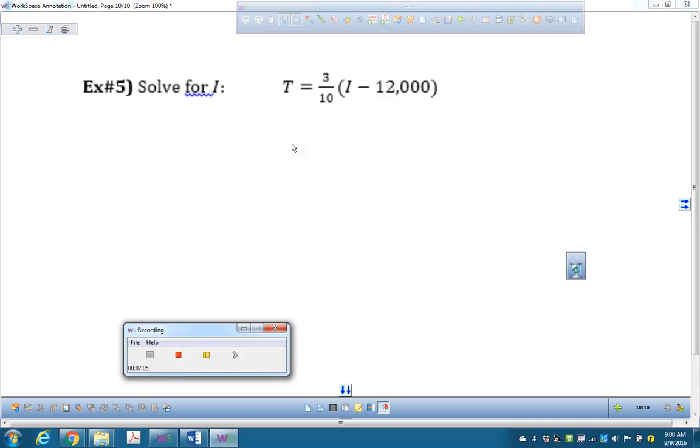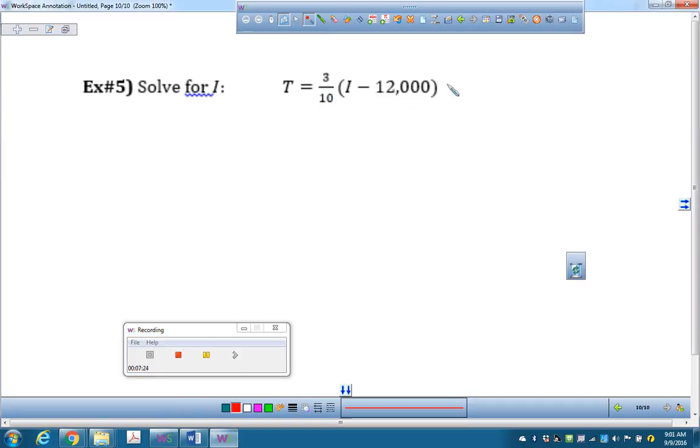So what's the final answer? T times 10/3, equals, plus 12,000. Yep, that's correct. So the first thing that you want to do in this one, to get rid of a fraction, the best way is to multiply by the reciprocal, right? So I'm going to multiply by 10 over 3 here. I multiply 10 over 3 on that side, I got to multiply 10 over 3. Why I multiply it by the reciprocal is to make that go away. So I have 10T over 3 is equal to I minus 12,000.